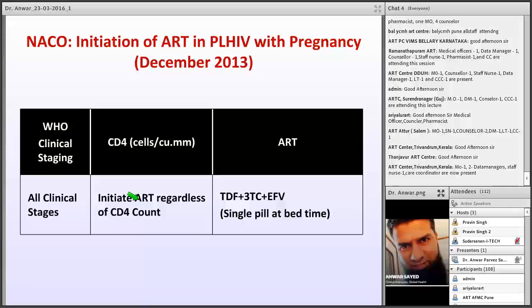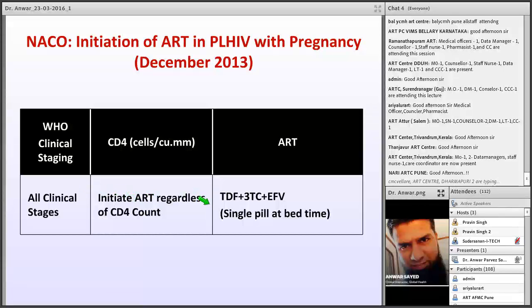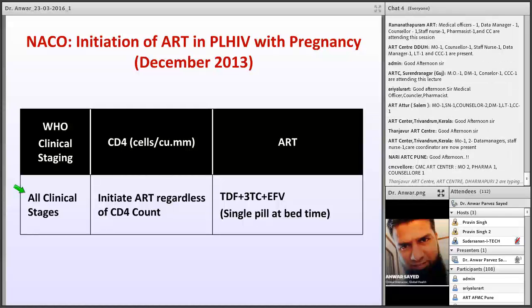As far as pregnant women are concerned, again TLE, that is tenofovir, lamivudine and efavirenz, is a very safe drug. Also in the first trimester of pregnancy, at all stages, it has been recommended that it should be initiated regardless of CD4 count.